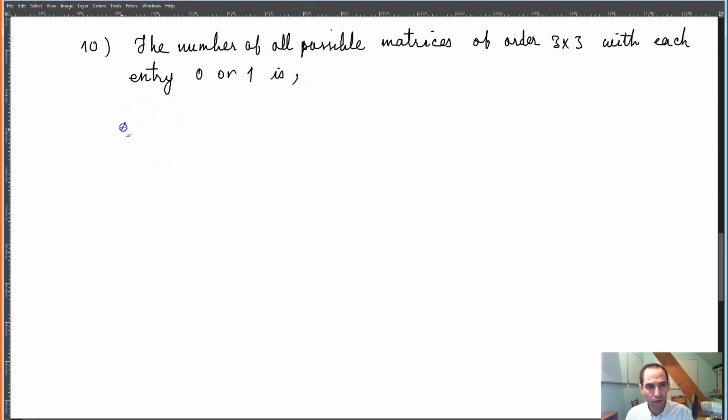The choices are A, 27, B is 18, C is 81 and D is 512. Now this needs a little bit of thought. Ooh, I don't really understand the question. The number of all possible matrices of order 3 by 3 with each entry 0 or 1. Let me think about this.